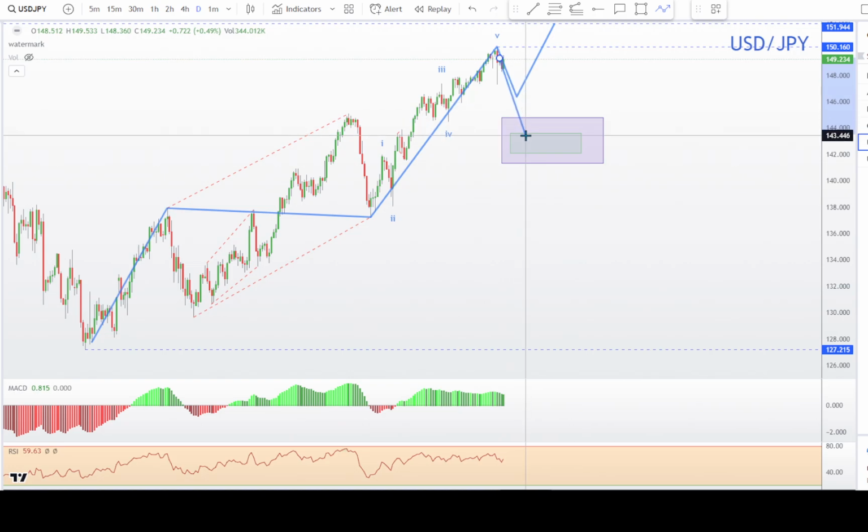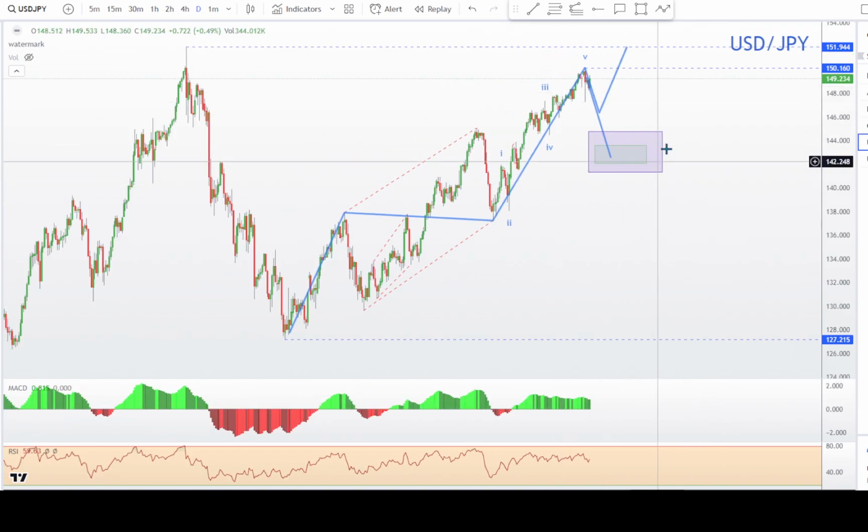Now, if they come down into this zone, 143.61, 141.97, then we got the potential that, like I said, this is 1 and that was 2, and this is just the first wave of the third wave. Gets a little complicated, but then I think this third wave is just underway, which means, and let me clean all this up.